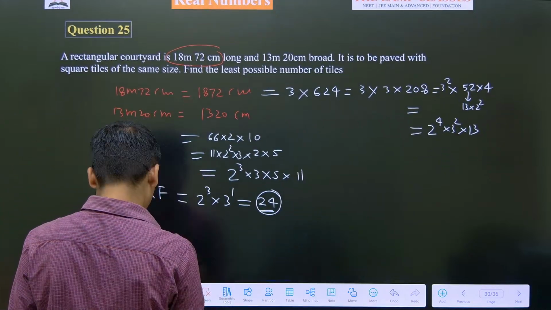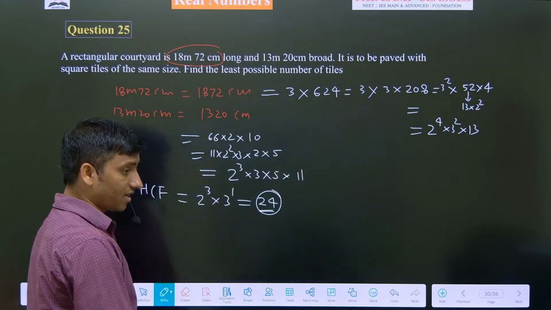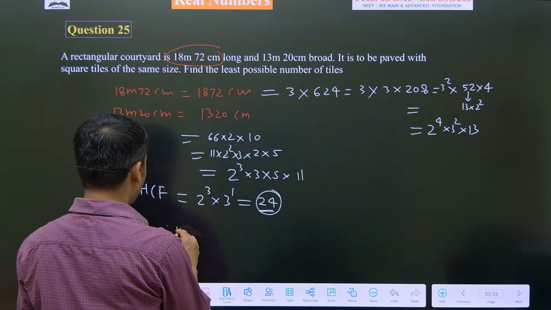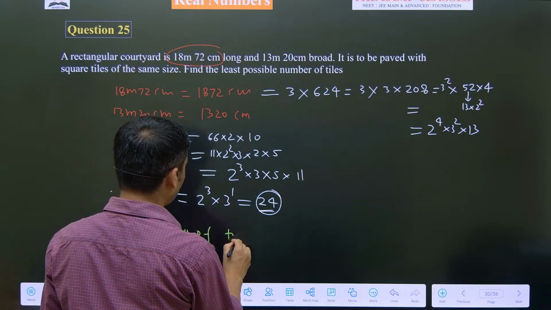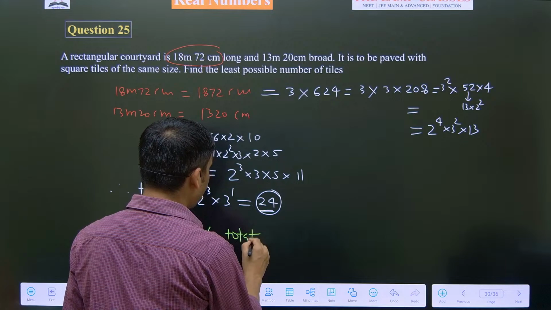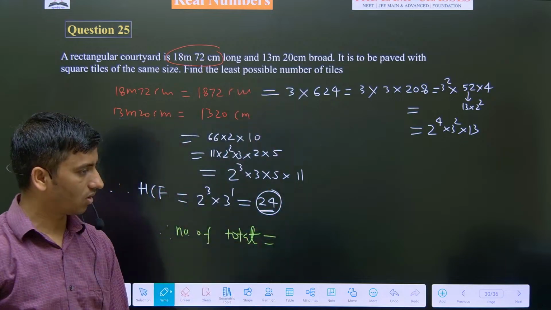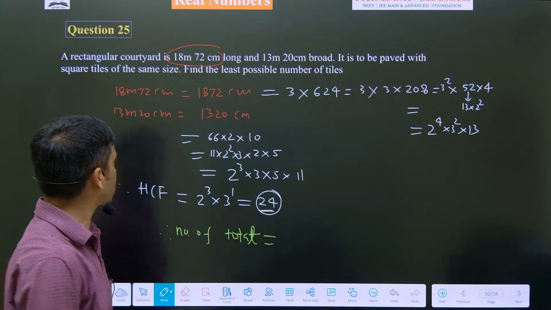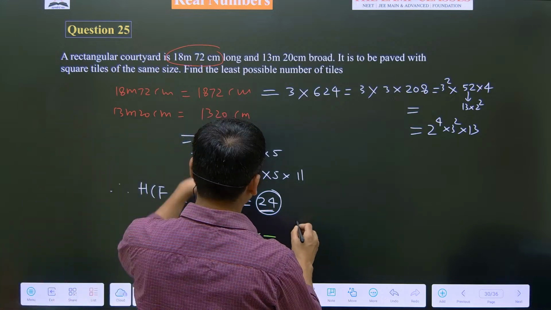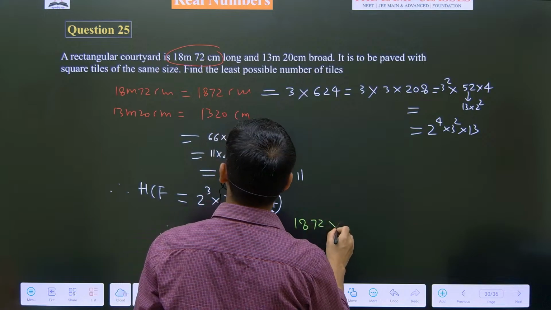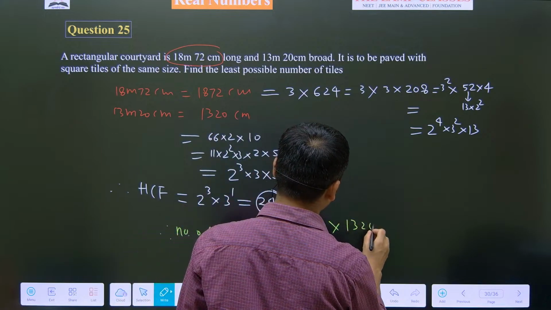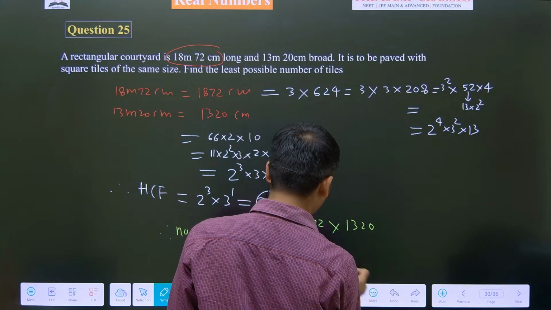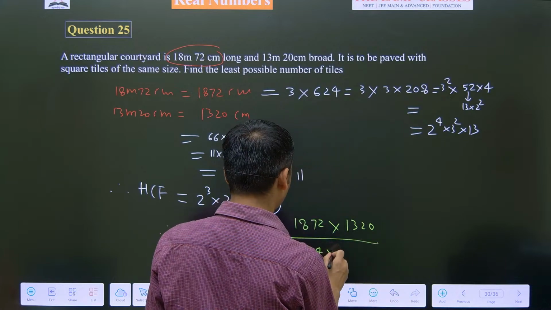We haven't found the final answer yet. They are asking how many tiles are required. So therefore, the number of tiles has to be the total area of the path or courtyard which we have to pave upon the area of one square. So it has to be 1872 centimeter into 1320 centimeter upon what is the area of one tile? It is 24 square. That means 24 into 24.